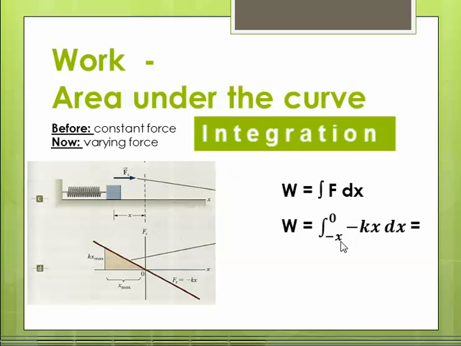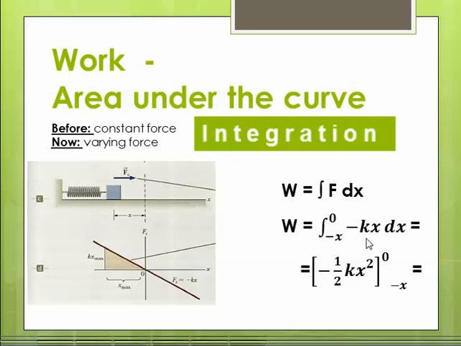In order to do so, we need to find the antiderivative. The antiderivative of minus k times x is minus a half kx squared. Here you see it. Why? Because if I take the derivative of this entity here, it is 2 times a half, which is 1, minus 1 times kx. So this is the antiderivative of the spring force.